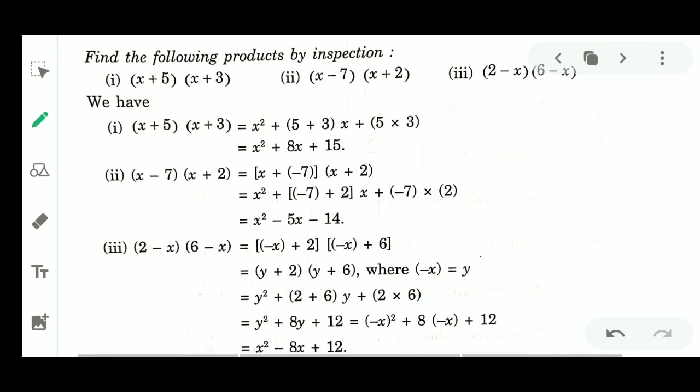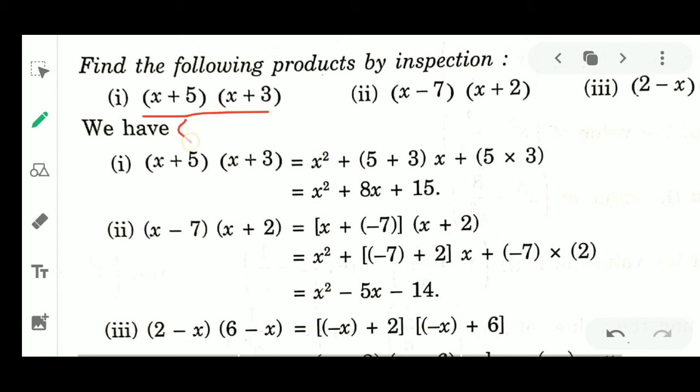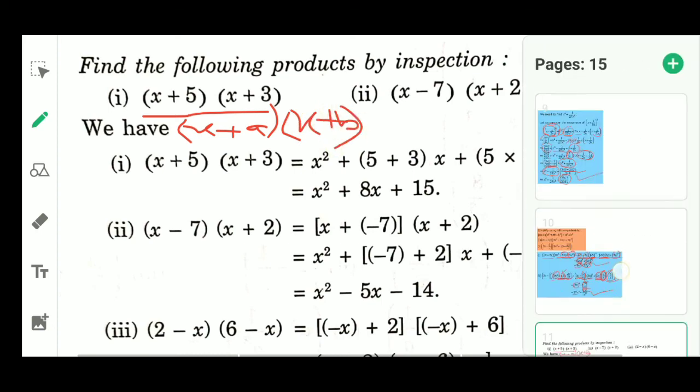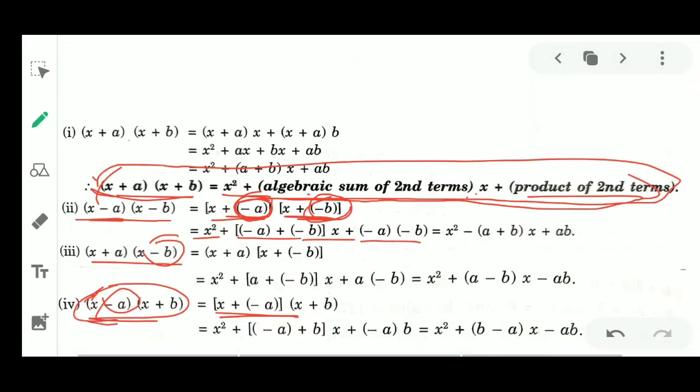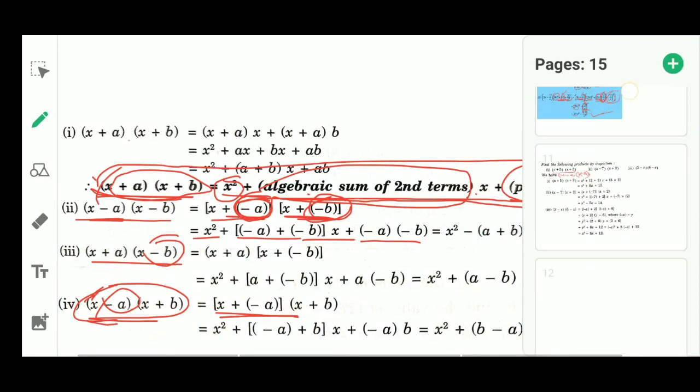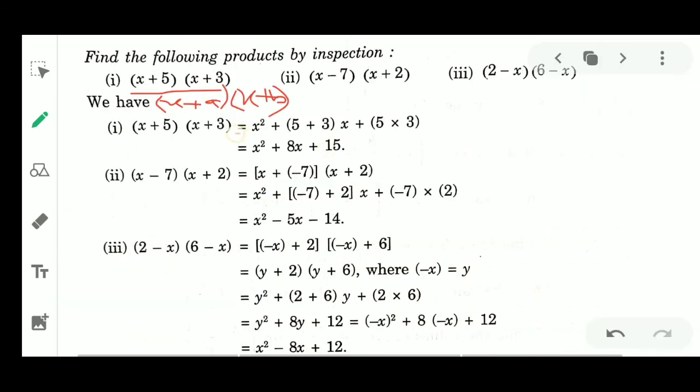Next example, find the following products by inspection. So here the first question is (x + 5)(x + 3). So that is in the form of (x + a)(x + b). In the formula for that, we have (x + a)(x + b) equals x² plus algebraic sum of second terms into x plus product of second terms. So we can write for the formula, x² plus algebraic sum of second terms, that is 5 and 3, into x plus product of second terms, that is 5 into 3. Clear? So that will be x² + 8x + 15.